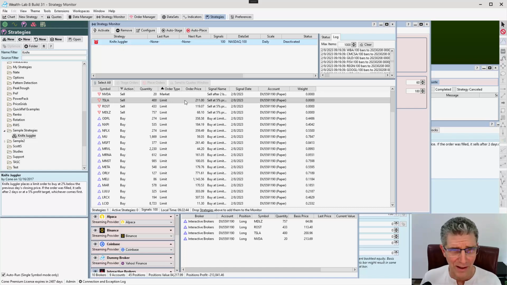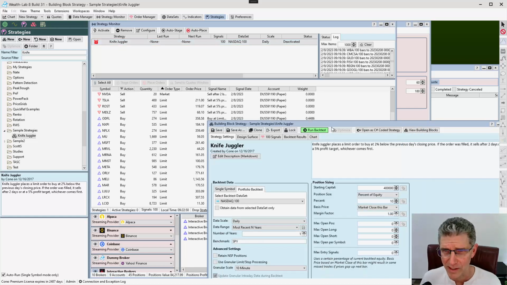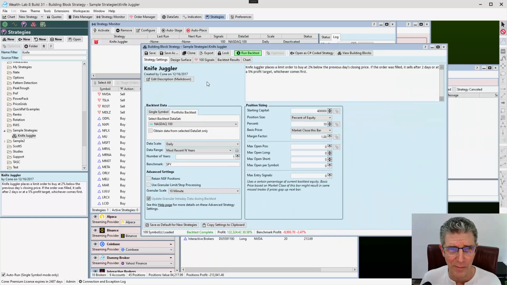In fact, I think Tesla actually went up yesterday. So let's take a look at Tesla really quick, because this is another good example of the difference of what use live positions does. We created a position for Tesla and we're selling it today. But if we actually run this on Tesla, what would the strategy have done?